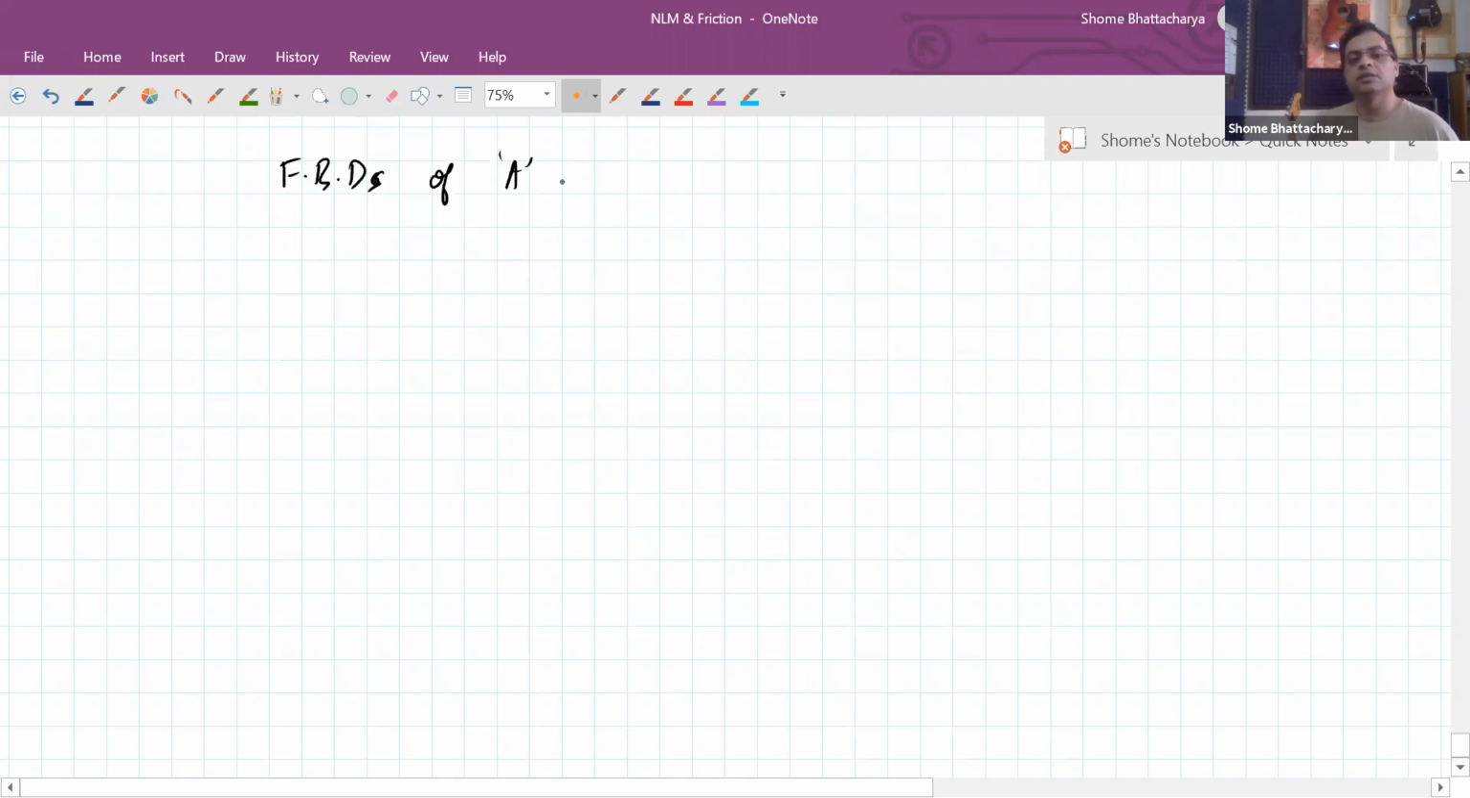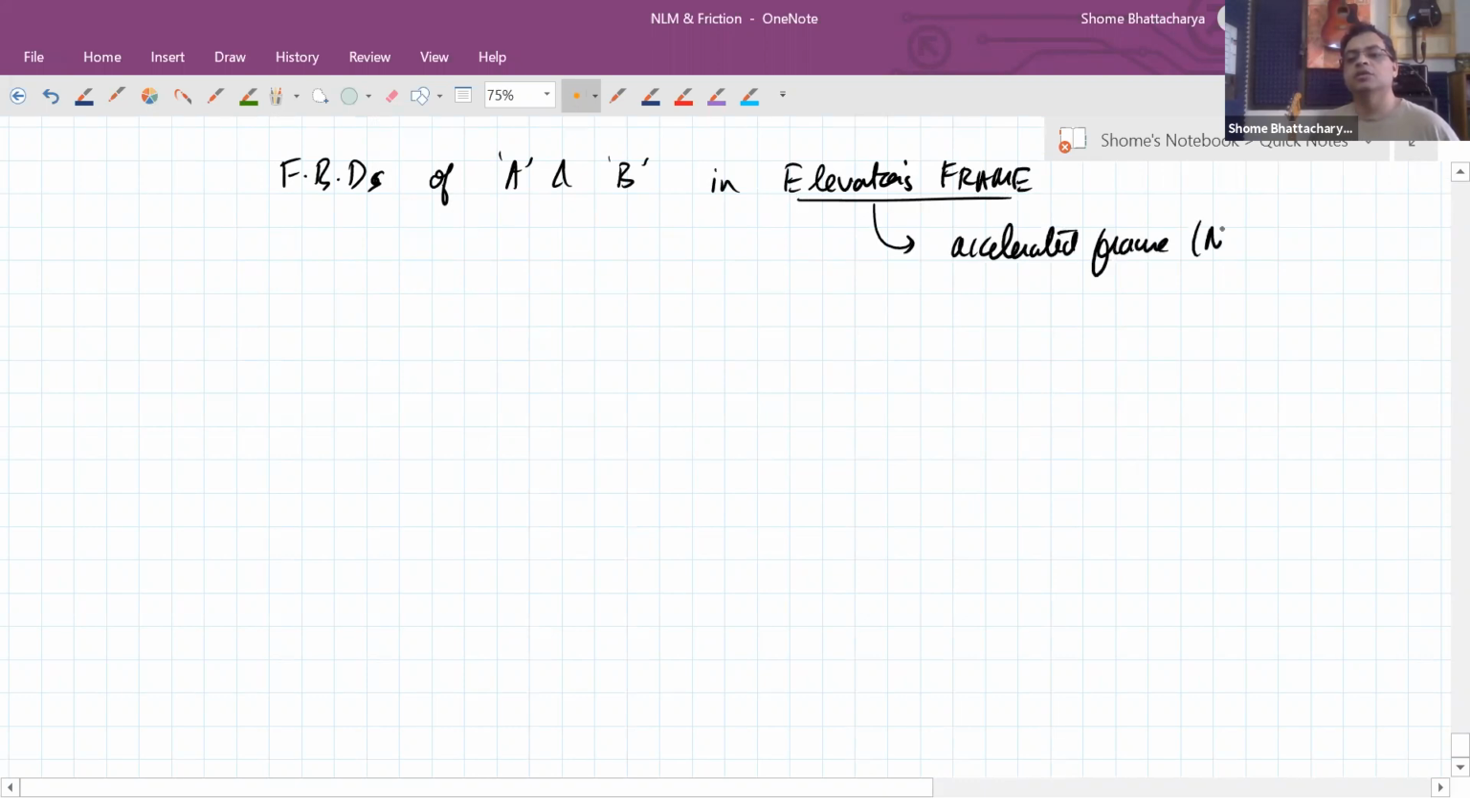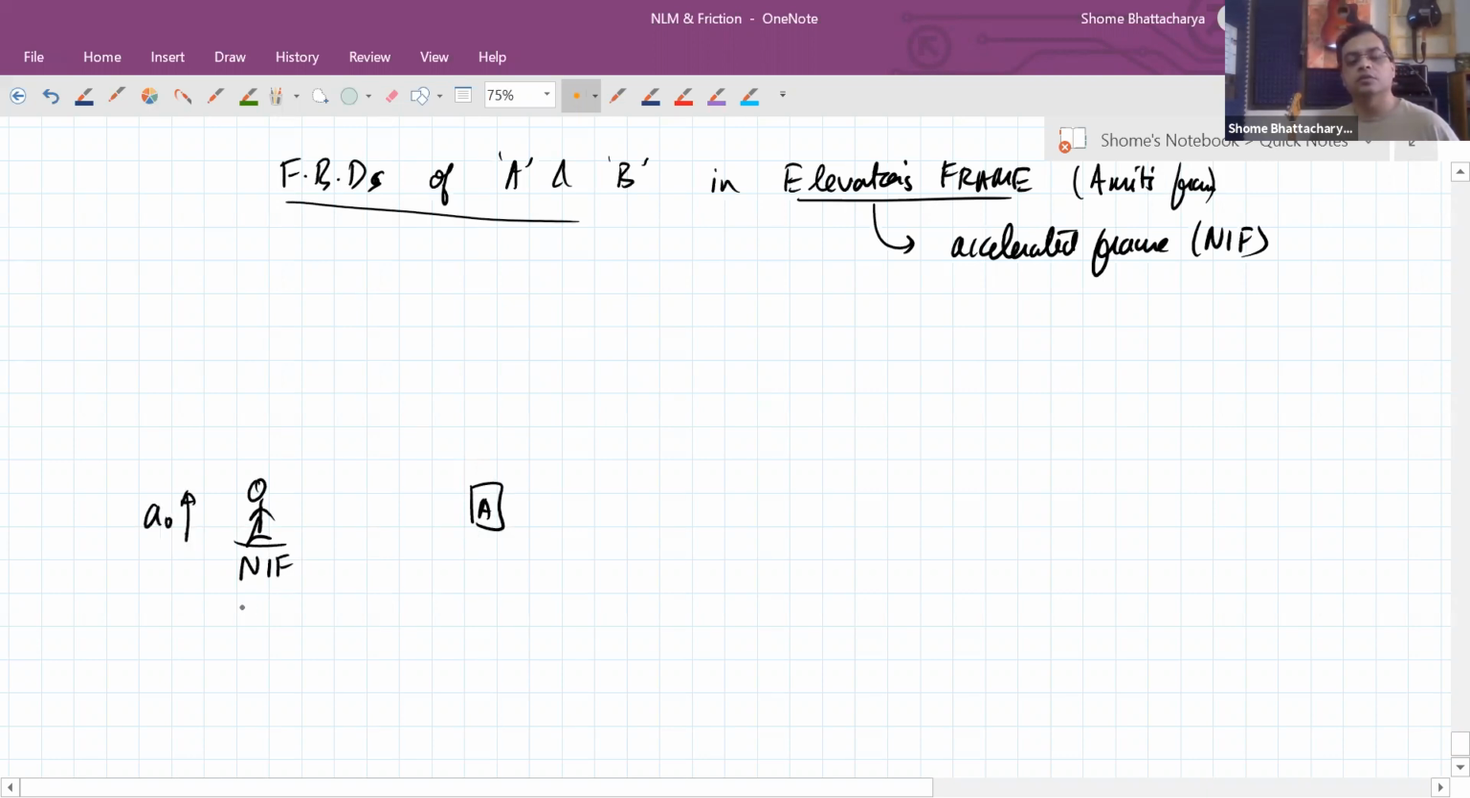of the blocks A and B in the elevator's frame. Now the elevator is an accelerated frame, so it will become a non-inertial frame, and that is the frame in which Amit is present. That's Amit's frame. Okay. So what he will analyze is the block A with respect to the non-inertial frame, which is going up with an acceleration of A naught. This is Amit's frame.